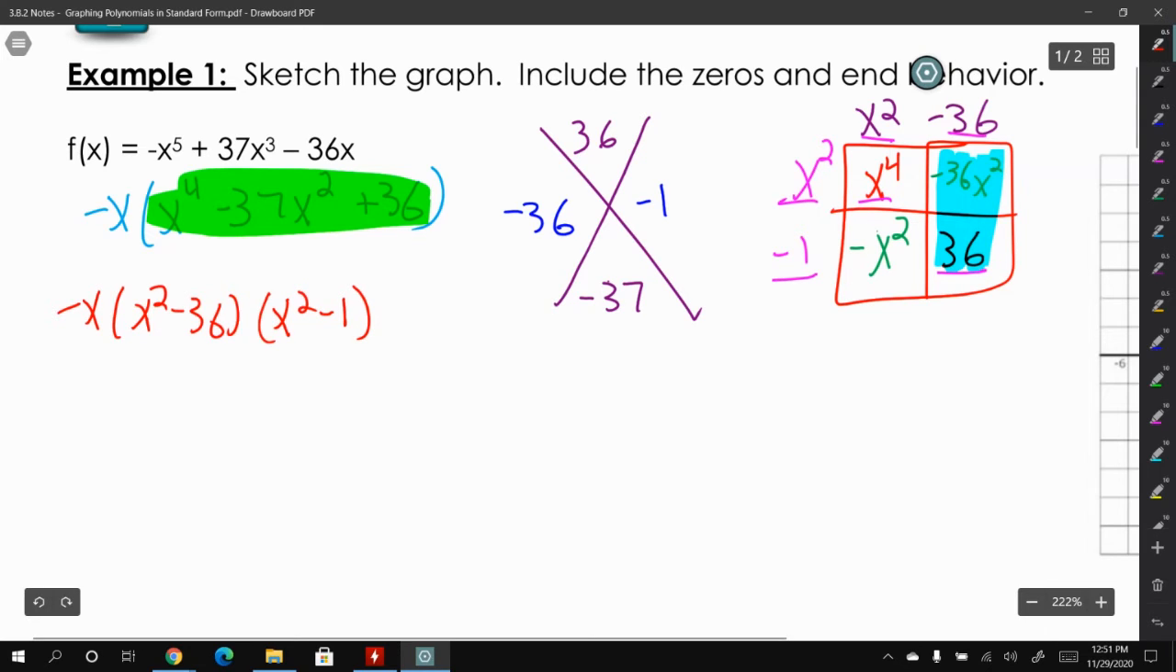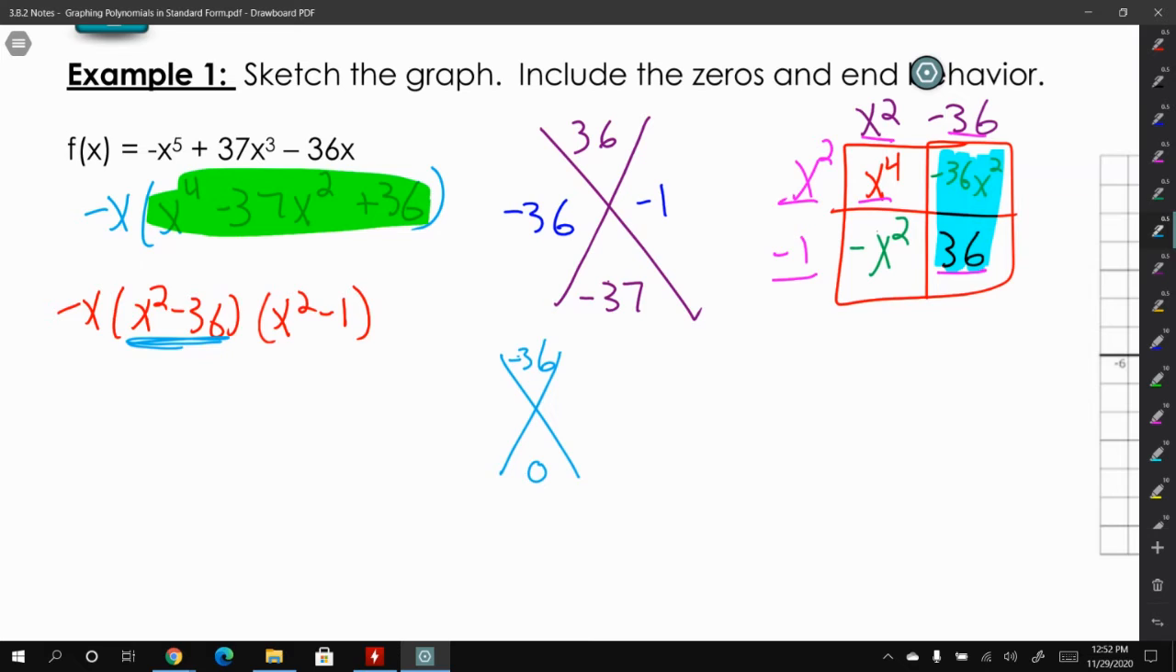Now, we also talked about the difference between putting this in factored form and getting our x-intercepts. I think it is faster to solve these than to factor completely, but sometimes the directions will say to factor completely. So I'm going to factor this completely. So x squared minus 36, that's going to be an x. Our b term is 0, and our a times c is negative 36. So two numbers that multiply to negative 36 but add to 0 are 6 and negative 6. So this is going to be x minus 6 times x plus 6.